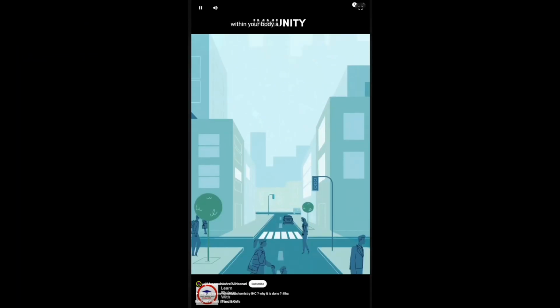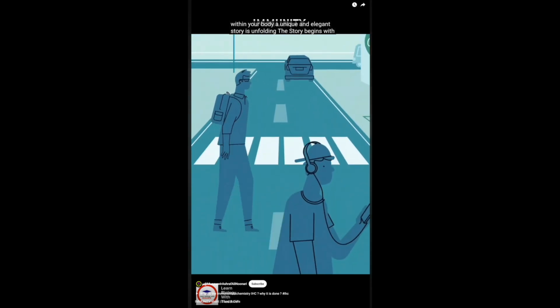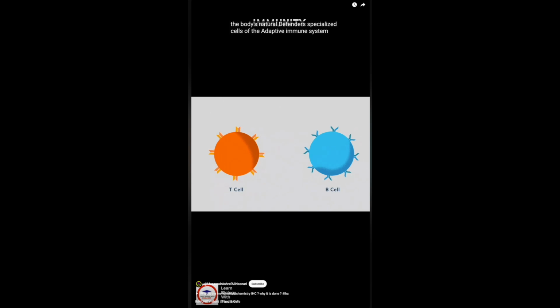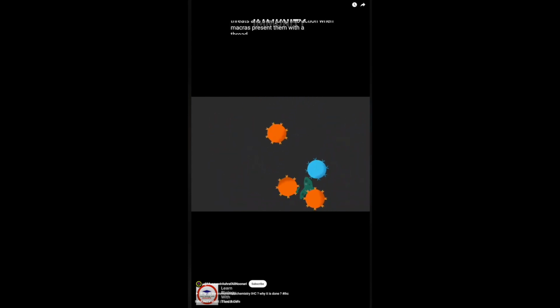Within your body, a unique and elegant story is unfolding. The story begins with the body's natural defenders, specialized cells of the adaptive immune system called T and B cells. In partnership with other immune cells called macrophages, they're constantly scanning for threats, and then jump into action when macrophages present them with a threat.